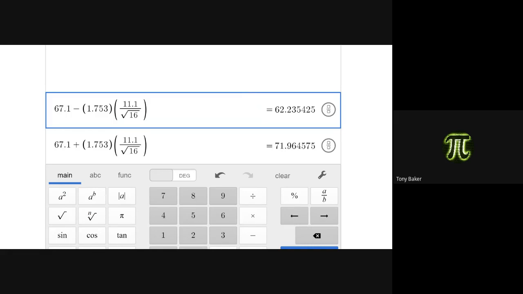So in this case, I'm 90% confident that the average American eats between 62.2 pounds of chicken and 71.9 or 72 pounds of chicken, if we're rounding correctly.